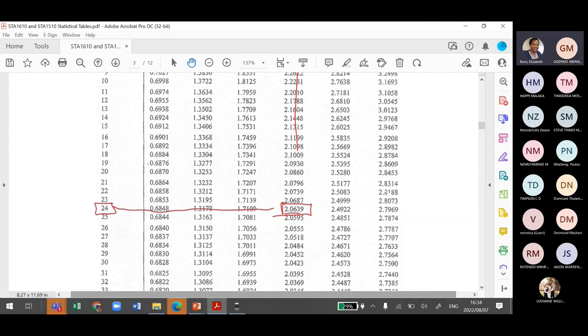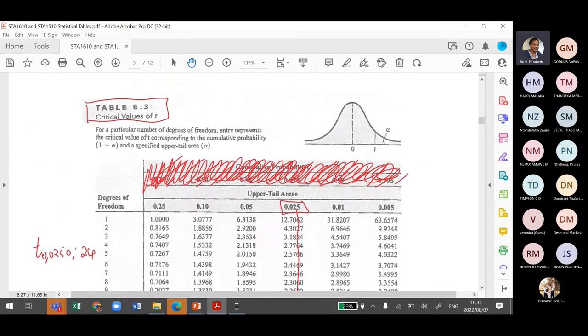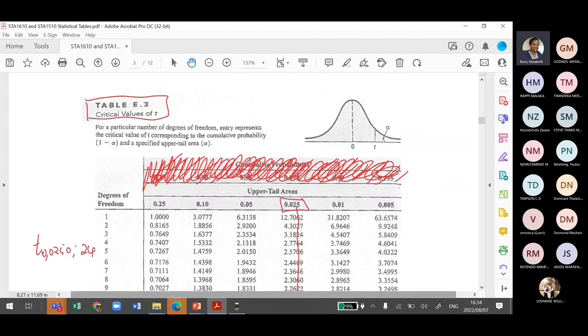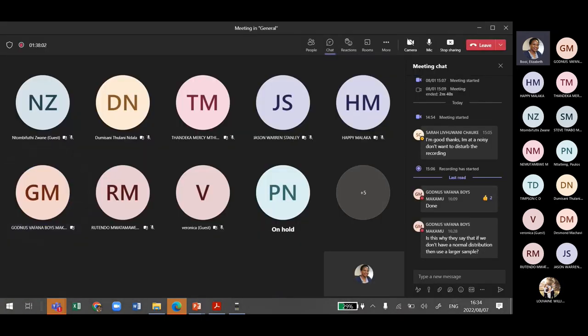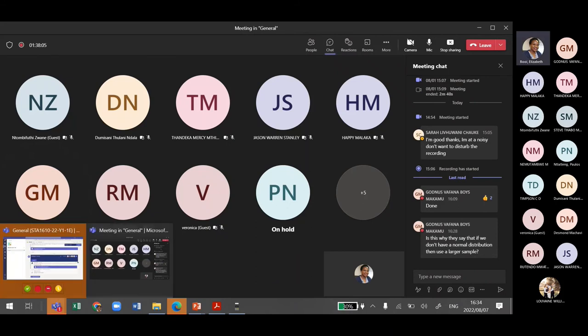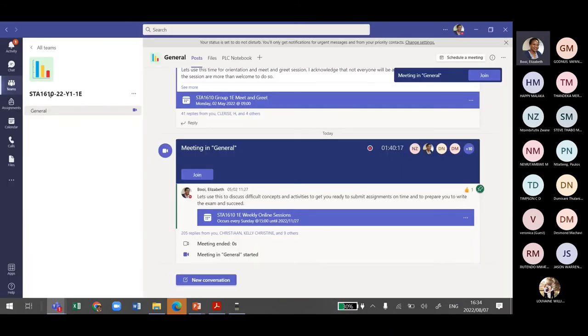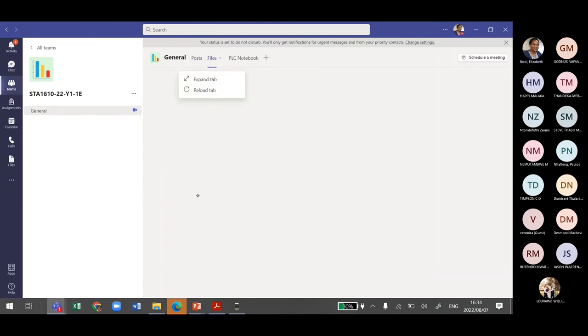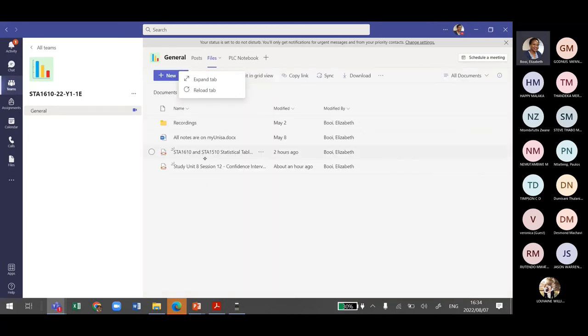I will advise all of you to use this table that I shared with you if you don't know where it is. So if you joined the Teams group, I've uploaded the file here under files. And this is the table so that you can have access to this. And this is as close as what you will get if they provide you with tables in the exam as well. So use this table. The notes for today are here because I couldn't upload them as well.